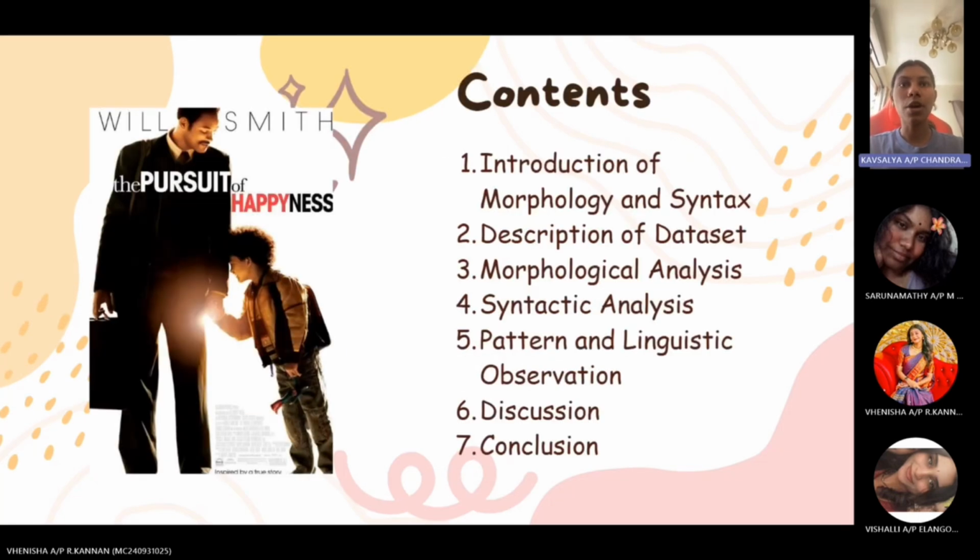Today we will present our group assignment, which contains an introduction of morphology and syntax, description of dataset, morphological analysis, syntactic analysis, pattern and linguistic observation, discussion and conclusion. For my part, I will explain the introduction of morphology and description of dataset.